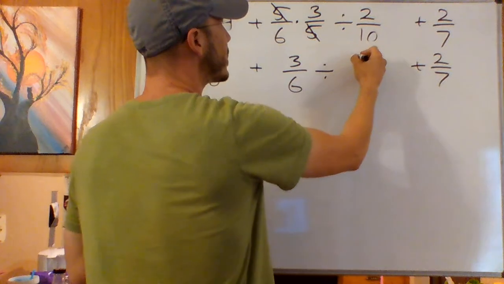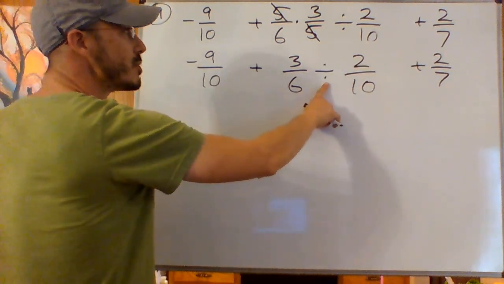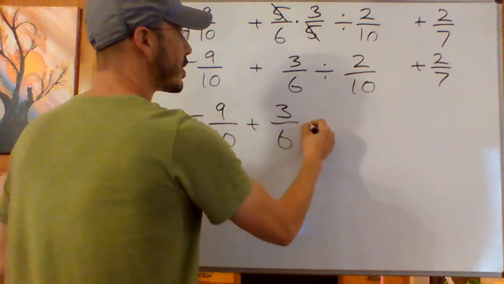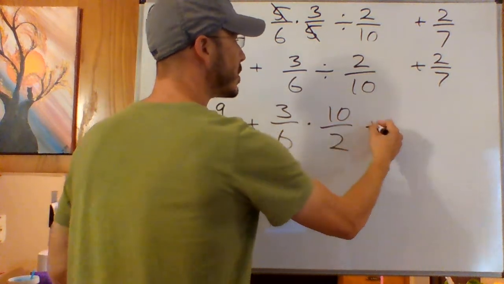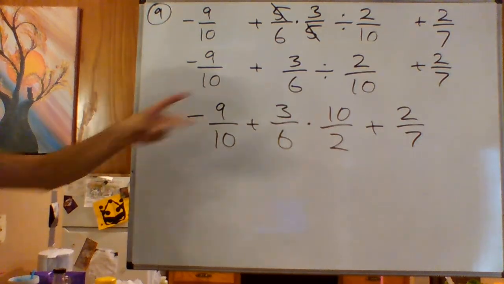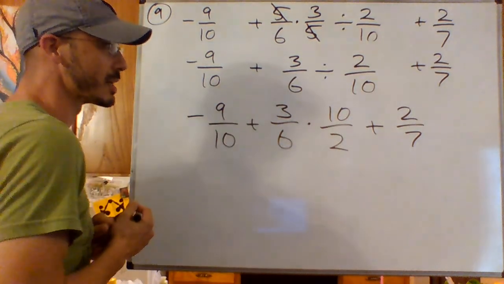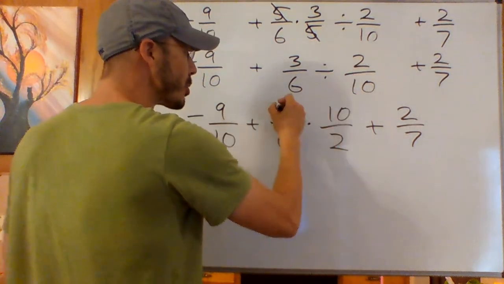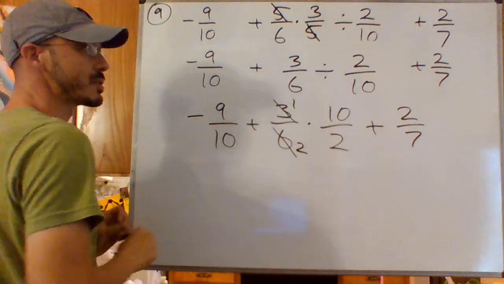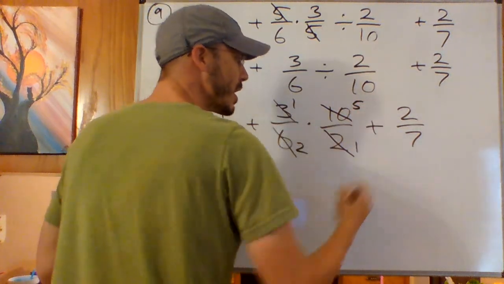3/6 divided by 2/10. This is the next thing we need to do, but the way that we do division is by multiplying by the reciprocal. So I flipped my divisor, 10 halves instead of 2/10. And now I can cancel some, like I could have canceled some of this before, but this 3 and the 6 cancel, leaving a 1 upstairs and a 2 downstairs. Also, the 10 and the 2 cancel, leaving a 5 and a 1.